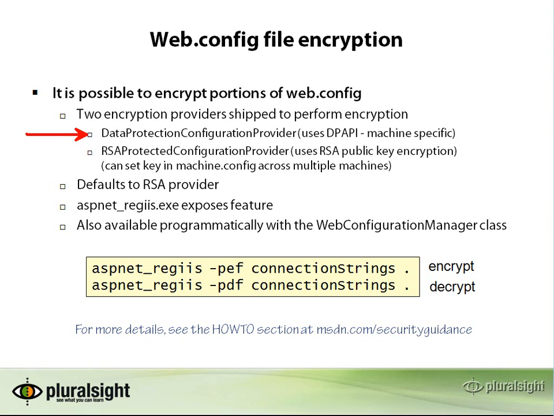There's a different provider that you would have to use, and your command line would be a little more complicated if you wanted to use it. It's just a wee little bit more efficient, and it uses a machine-specific key that doesn't work well in a web farm. But I'm just going to use the default RSA provider and show you how to encrypt connection strings. If you want to know more detail about how to do this, there's some great security guidance. There are some how-tos about how to use RSA and how to use the other provider up at msdn.com/security guidance. Look for the how-tos.